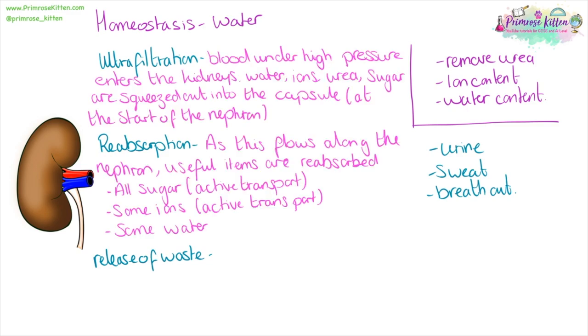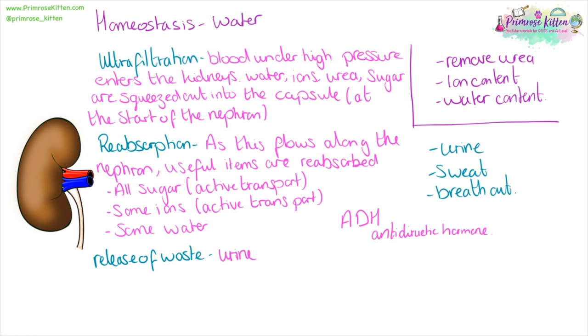As this all flows along the nephron, useful things are reabsorbed. All of the sugar is going to be reabsorbed via active transport. Some ions, the amount of ions that we need, the type of ions that we need, are going to be reabsorbed by active transport. And enough water that we need is going to be reabsorbed. The hormone that controls how much water is going to be absorbed is ADH, which is antidiuretic hormone. And then anything that isn't reabsorbed is going to come out as wee.